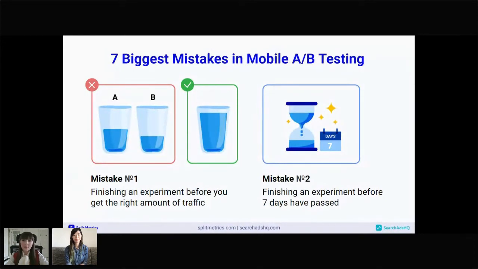So for getting reliable results from your mobile A/B testing experiments, you should capture peak days of your app during each experiment. Otherwise, you risk getting statistically unreliable results and just jumping to conclusions.